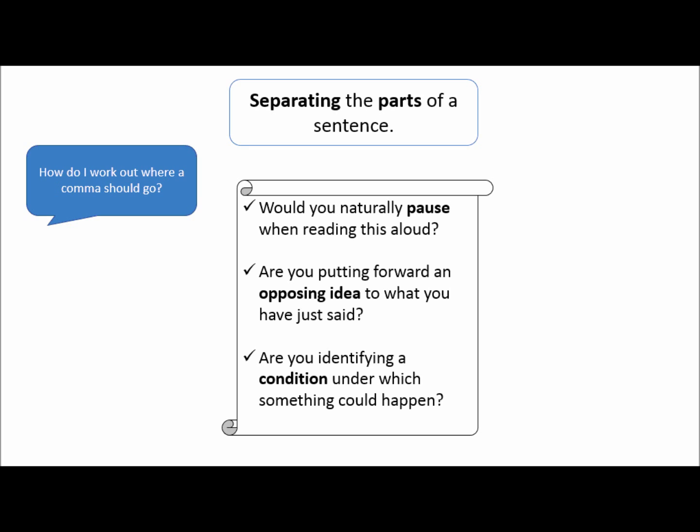Secondly, are you putting forward an opposing idea to what you have just said, and so do you need to divide the parts of the sentence? Thirdly, are you identifying a condition under which something could happen? So this is likely to either come at the start or the end of a sentence, such as the unless it is raining example, where you are putting a condition for the main idea of the sentence happening. And again, a comma would be needed to separate that part of the sentence from the main part.